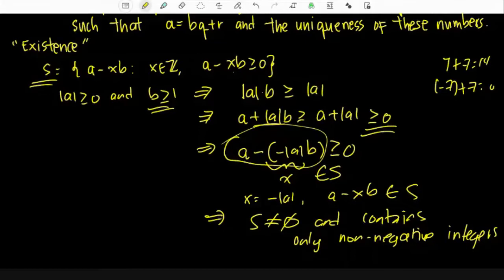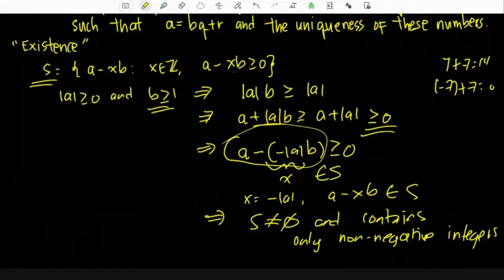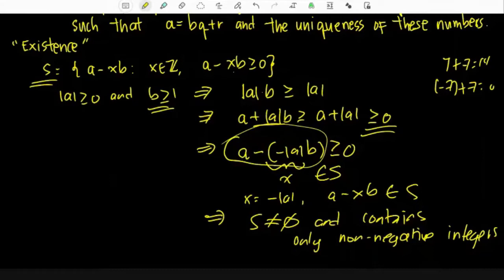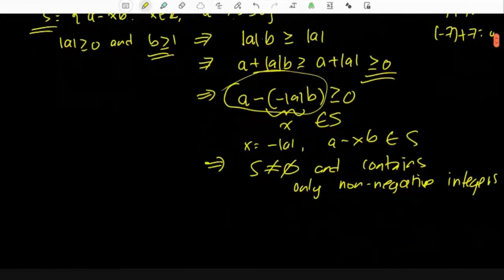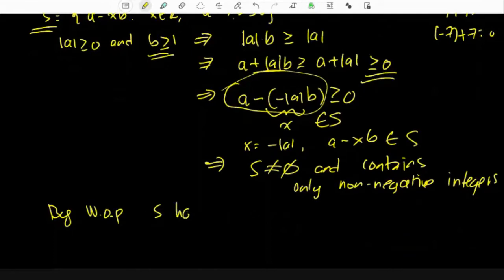So, now we can use the well-ordering principle. Right? So, ano sabi ni well-ordering principle? Sabi ni well-ordering principle, pag meron kang set ng mga non-negative integers, laging may least element. So by the well-ordering principle, S contains a smallest integer.